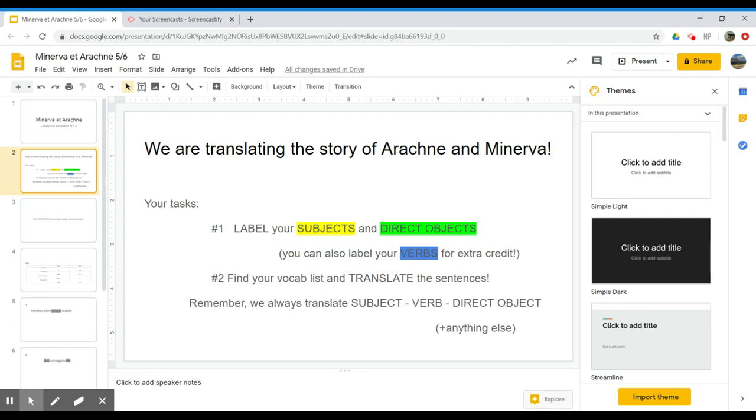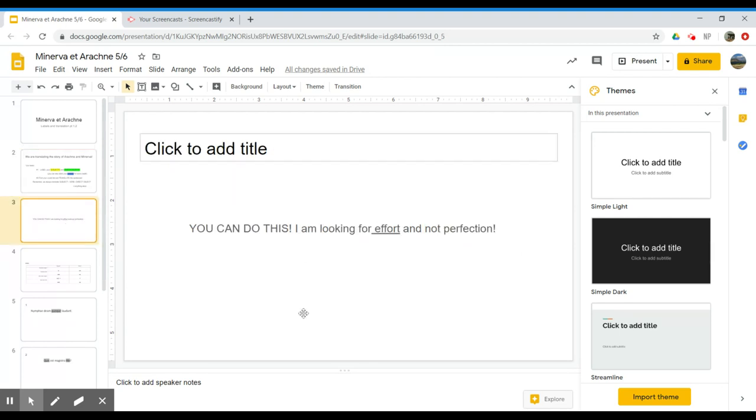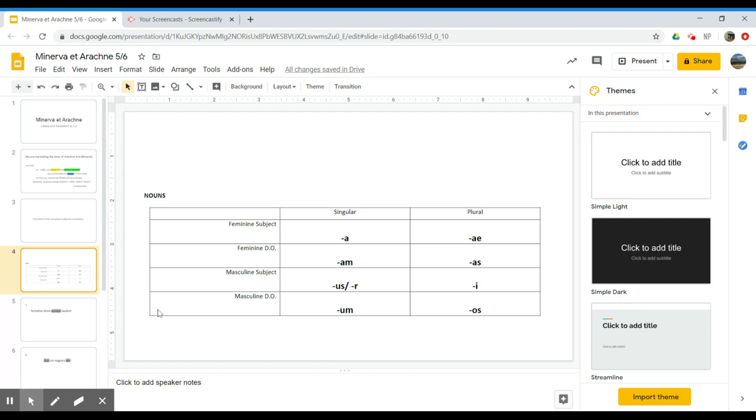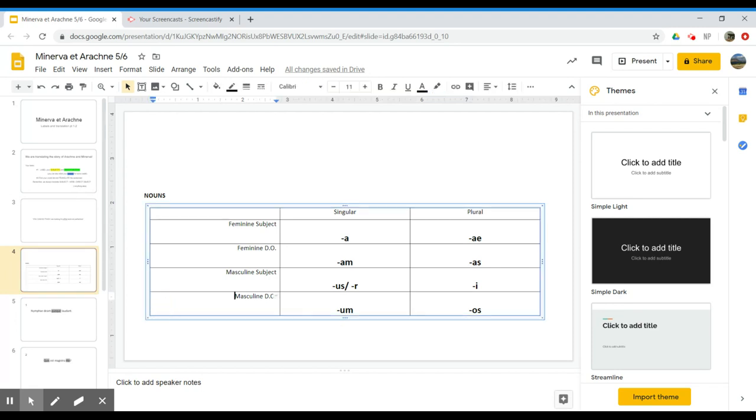You are good English speakers and readers, so that will make a lot of sense to you when we get there, all right? Don't forget, I am looking for effort and not perfection. The most important thing you can do is highlight your subjects and direct objects. And here's your chart again, right? Our subjects are on those lines labeled subject, and our direct objects are right underneath of those, okay?